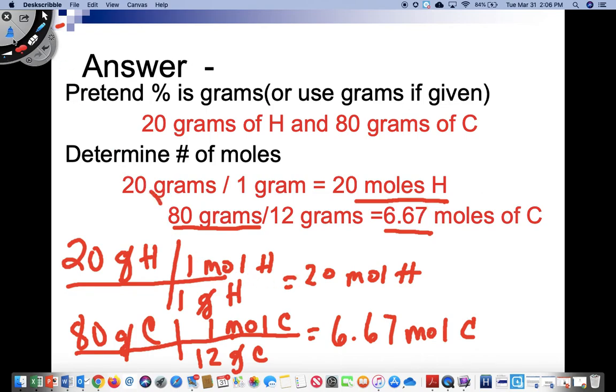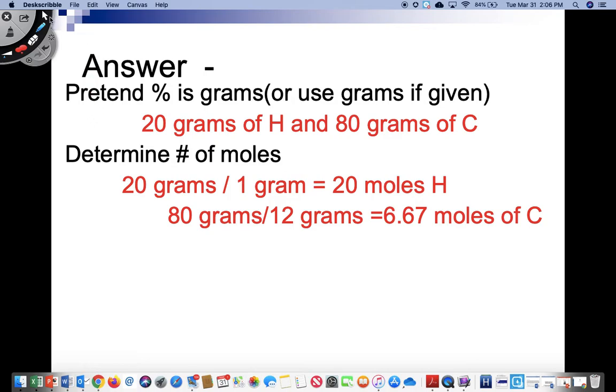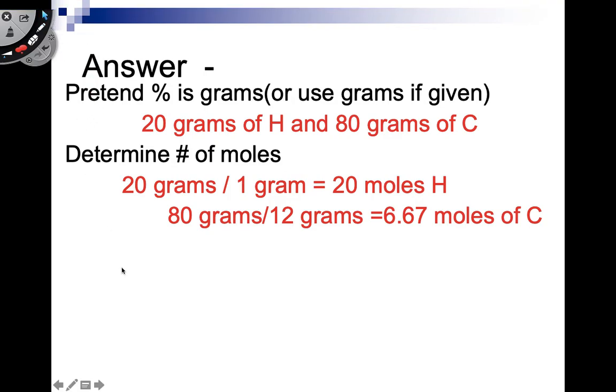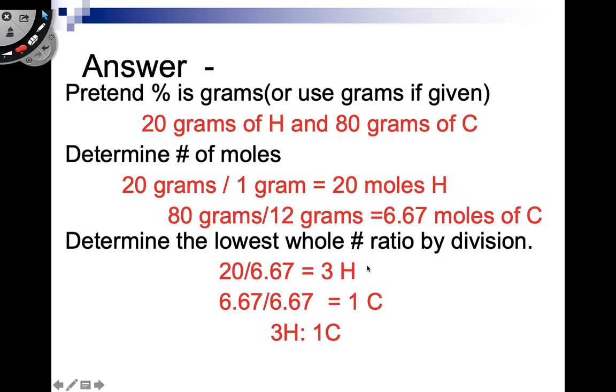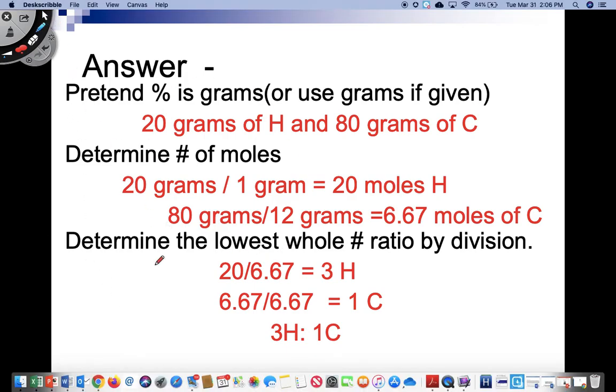So let me erase this. What do you do next? So what's the third step? And the third step is to determine the lowest whole number ratio by division. So I take my 20 moles of hydrogen and I divide it by the lowest number, which is 6.67. So 20 divided by 6.67 is 3. And then I take my 6.67 moles of carbon and I divide it by the lowest number, which is 6.67, and that is equivalent to 1.